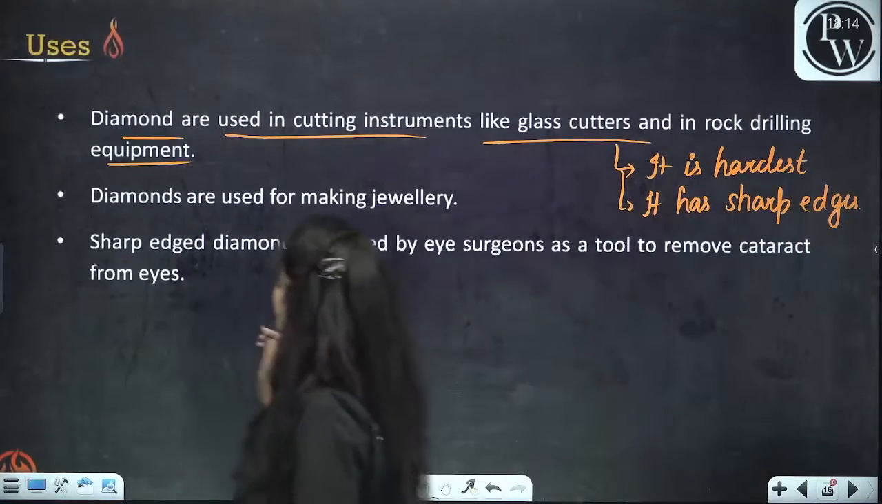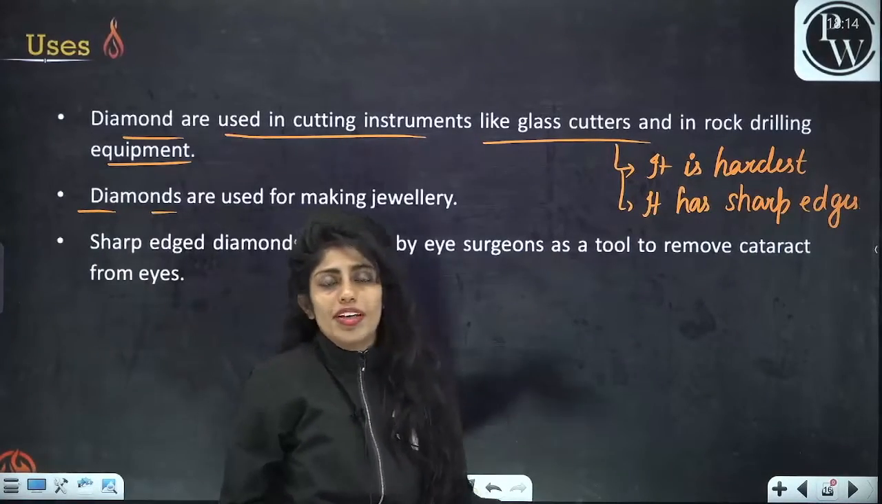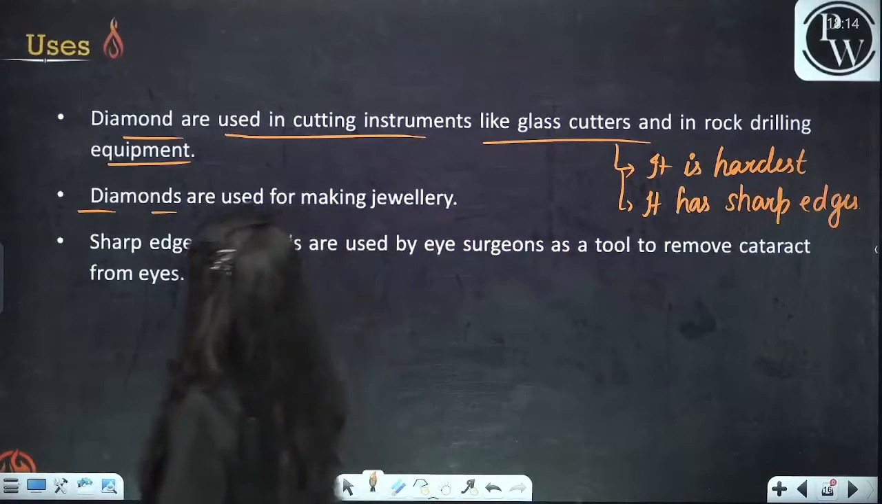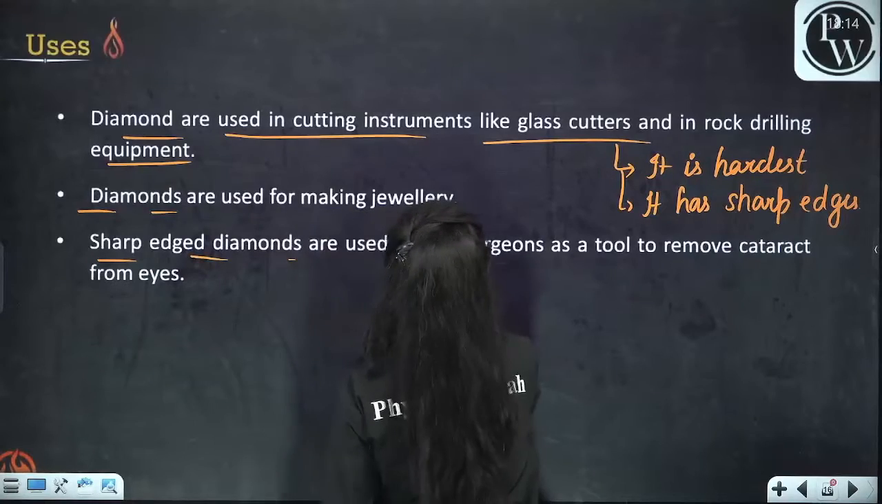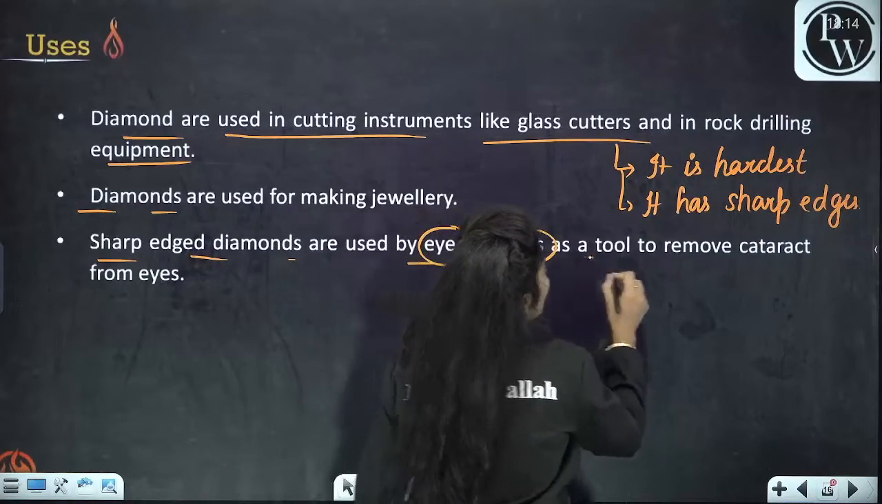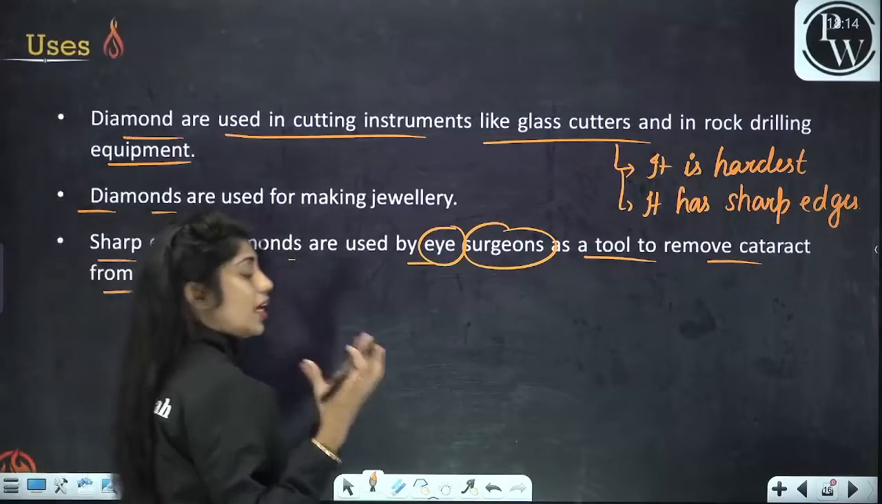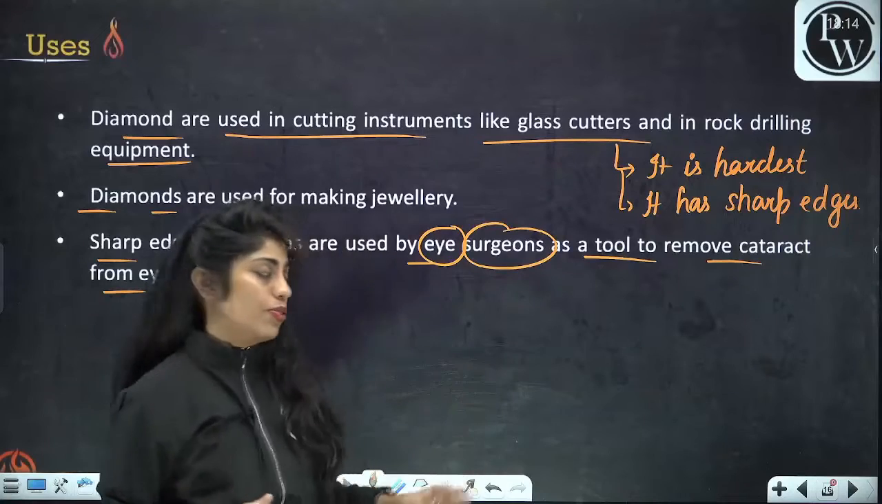My dear students, the next use is that diamonds are used for making jewelry. Why? Because of its extraordinary brilliance, and it's precious also. Sharp-edged diamonds are used by eye surgeons as a tool to remove cataracts from the eyes. Again, I told you, because they have sharp edges, we can use them in surgical methods also. Good.